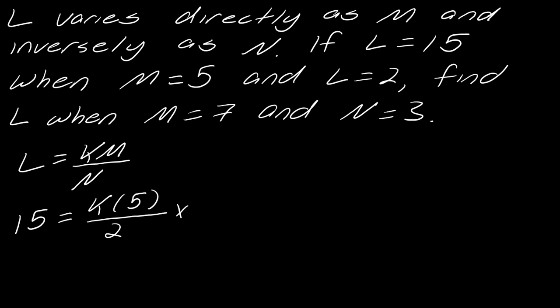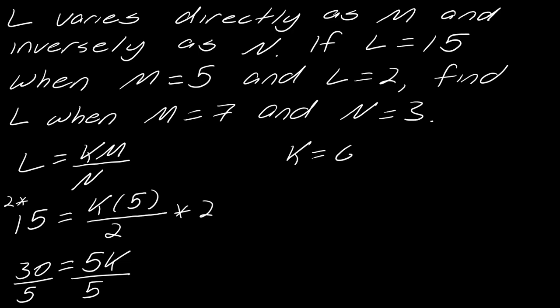So first I'm going to multiply both sides by 2. So I get 30 equals 5K. And if I divide both sides by 5, I will get that K equals 6. So now I can restate this. So this is L equals 6M divided by N.